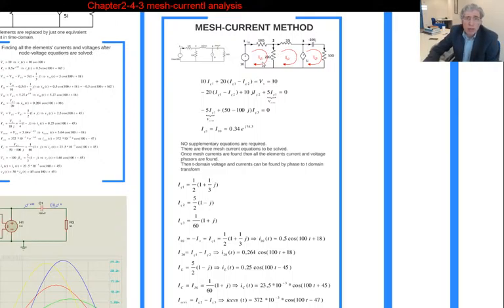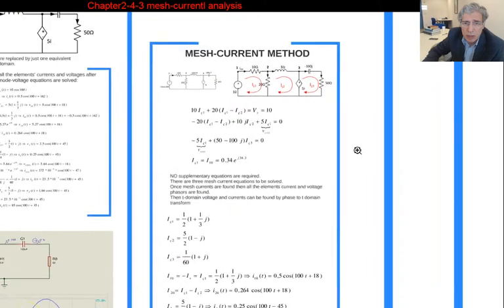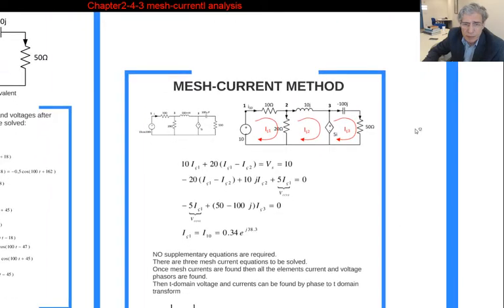So how are we going to write that? 10 IC1, these capital bold ICs are the mesh current phasors. So 10 IC1 is the voltage of that 10 ohm resistor. Let's go a bit in detail. 20 times (IC1 minus IC2) is the 20 ohm resistor voltage. So this altogether is the 20 ohm resistor voltage.